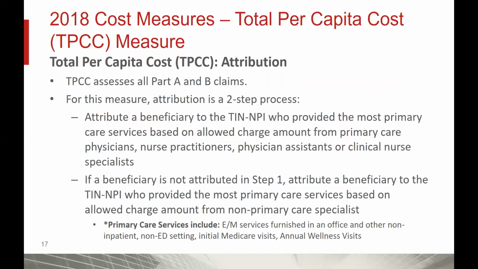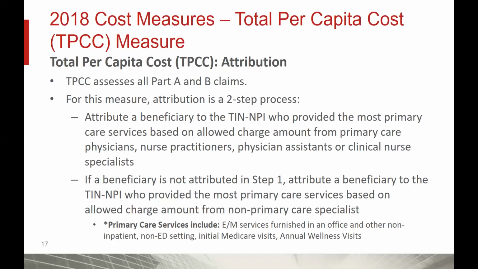Again, similar to MSPB, CMS requires attribution for this cost measure. So TPCC assesses all Medicare Part A and Part B claims, and attribution is a two-step process. So CMS will attribute a beneficiary to the tax ID or MPI who provided the most primary care services based on allowed charge amount for primary care physicians, NPs, PAs, or clinical nurse specialists. If a beneficiary is not attributed in step one, CMS will attribute the beneficiary to a tax ID MPI who provided the most primary care services based on allowed charge amount from the non-primary care specialist.